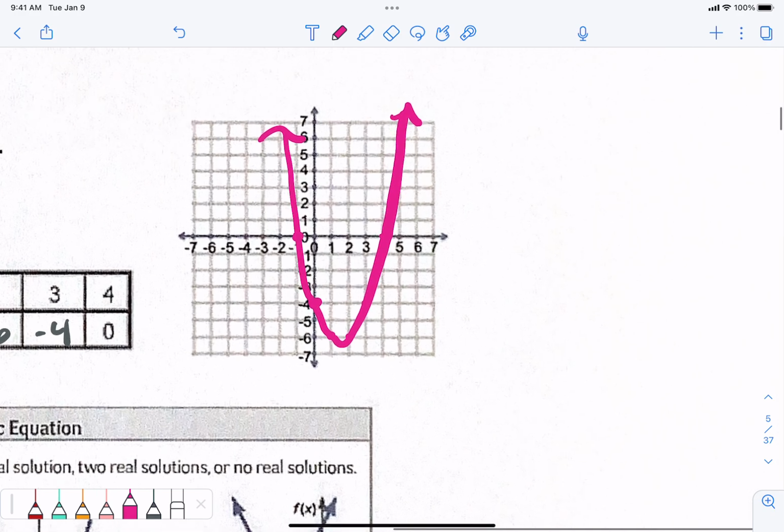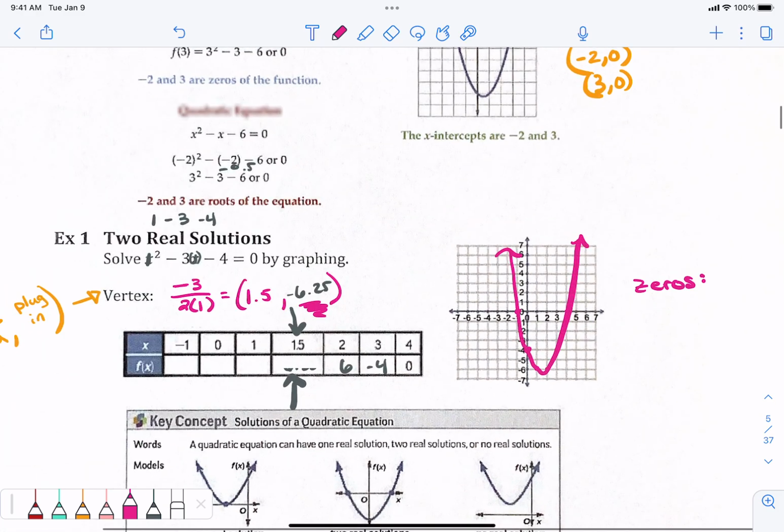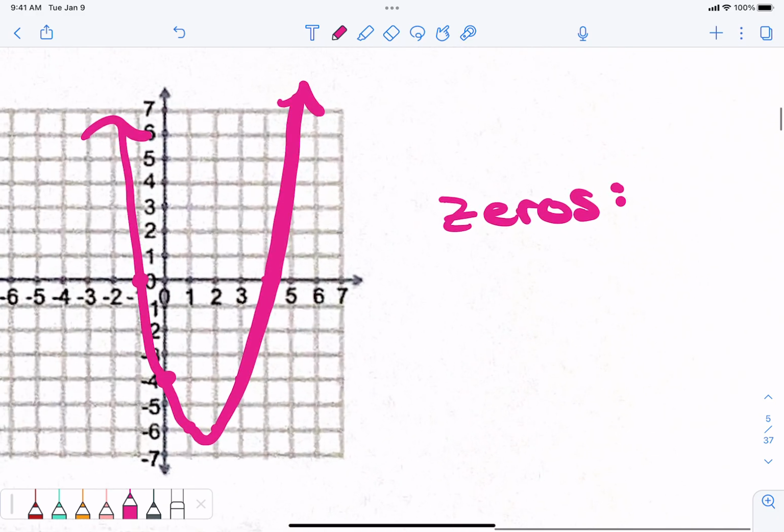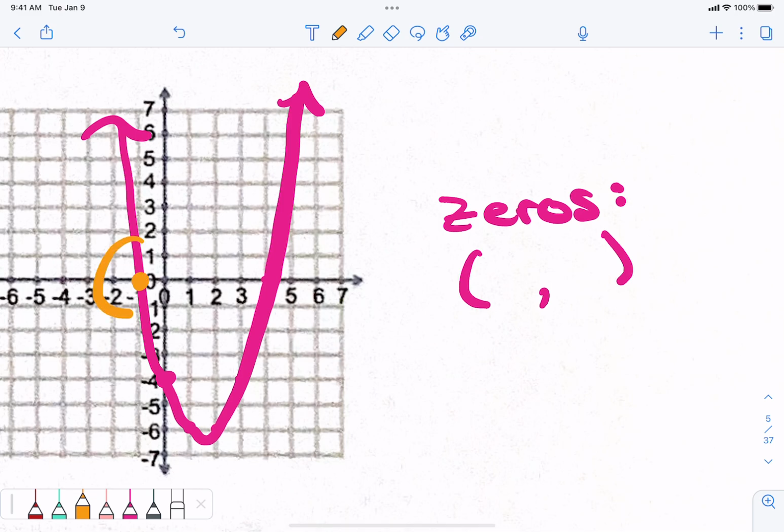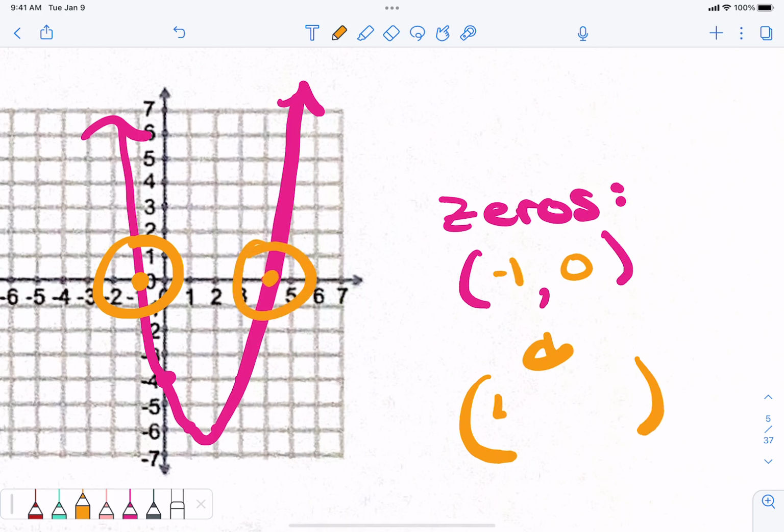Okay, then I'm going to list my zeros or my solutions. That's all we're doing. It says find the solutions by graphing. Where are my zeros? What are the coordinates of my zeros? Negative 1, comma 0, and this dot is at 4, comma 0.